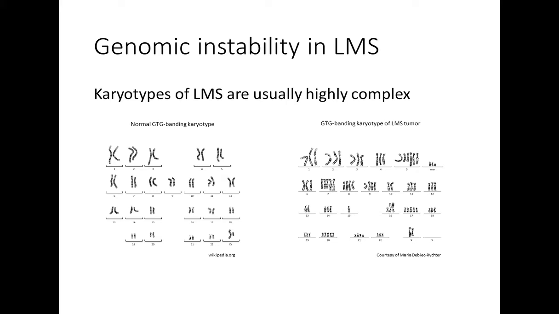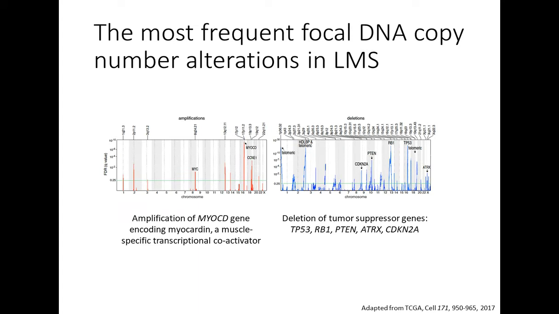Leiomyosarcoma tumors are characterized by high genomic instability. On the picture on the left, you can see an example of a normal karyotype of a male with 2 copies of each autosomal chromosome and 1 copy of each sex chromosome, X and Y. On the right-hand side, you can see a karyotype of a representative case of leiomyosarcoma tumor from a female. And in this image, you can see additional copies of multiple chromosomes and losses of selected chromosomes.